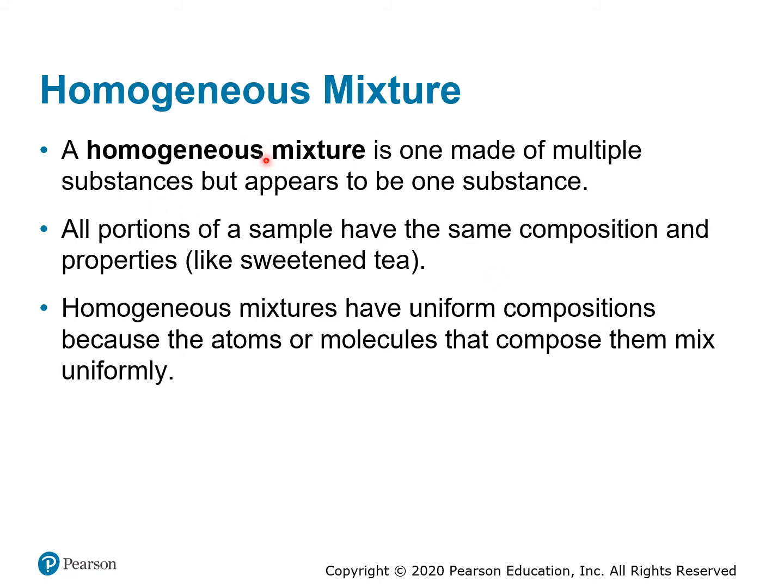A homogeneous mixture is made up of multiple substances, but to your eyes, it looks like one substance. For example, sweetened tea or salt dissolved in water. Or jewelry where two different elements like gold and silver could be mixed, but visually you can't say, oh, this part is gold and this part is silver. It looks uniform. That's a homogeneous mixture.